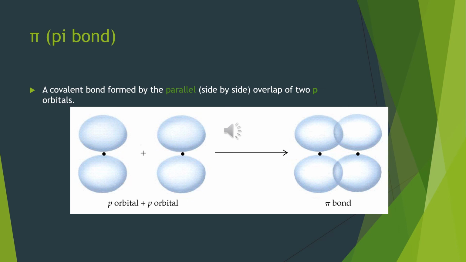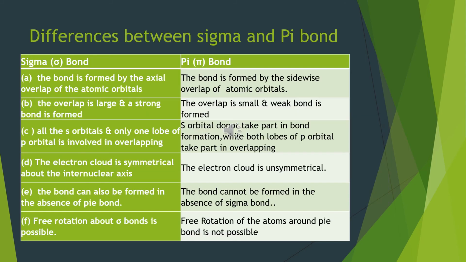Pi bond. In the picture, we can see that pi bond is formed by the side-by-side overlap of two p orbitals. Now we will see the differences between sigma and pi bond. Sigma bond is formed by the axial overlap of the atomic orbitals. Pi bond is formed by the sidewise overlap of atomic orbitals.